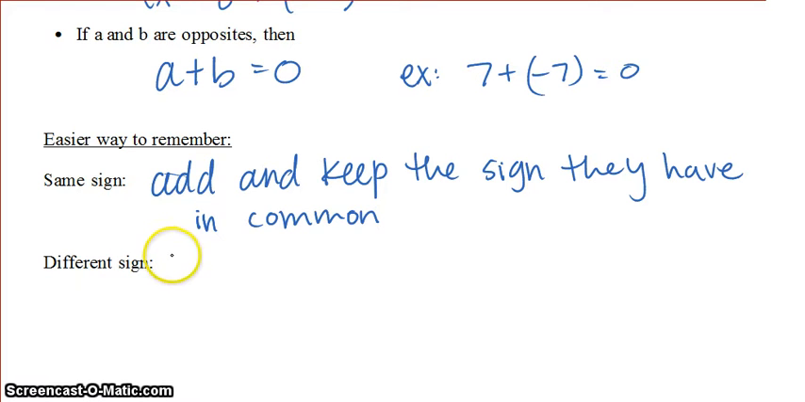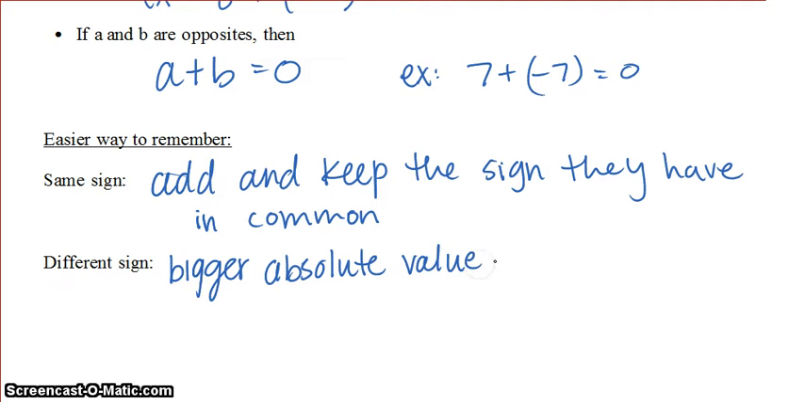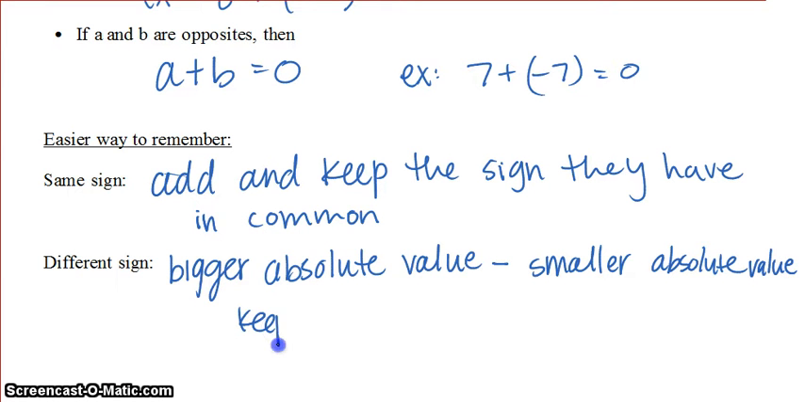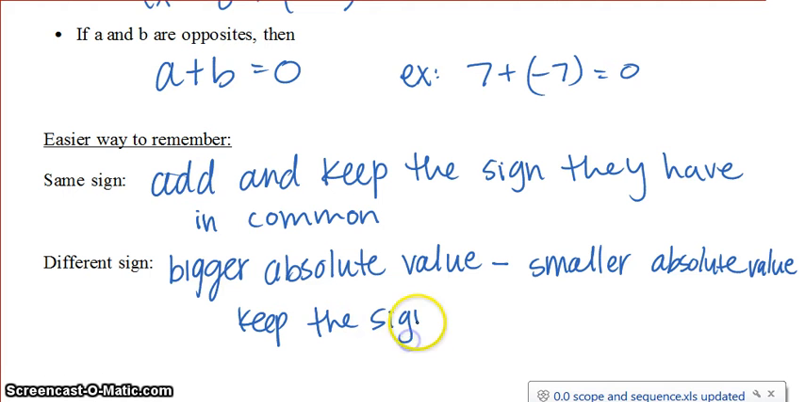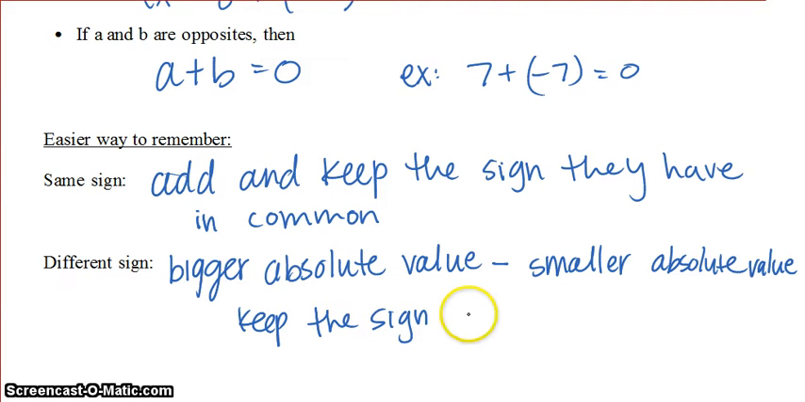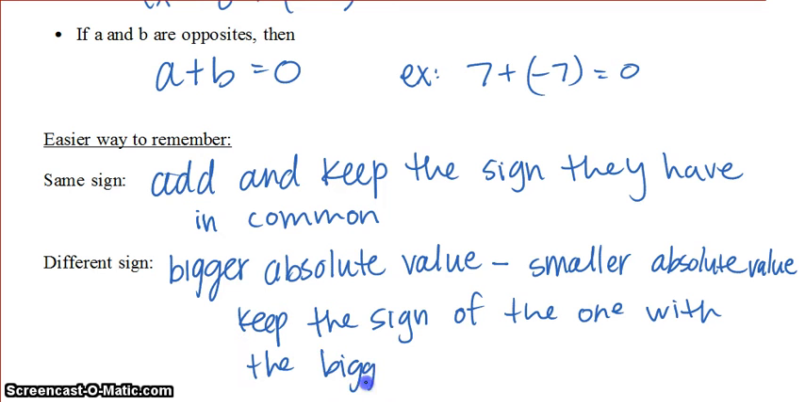Now if they have a different sign, you do the bigger absolute value minus the smaller absolute value, and you keep the sign of the one with the bigger absolute value.